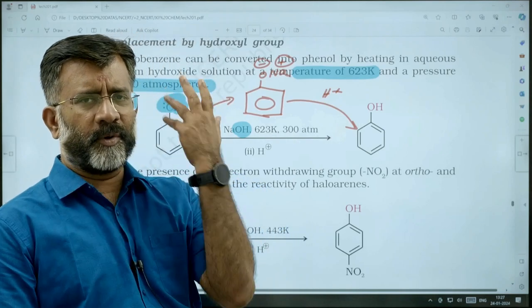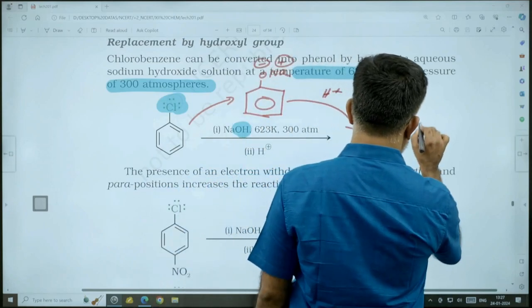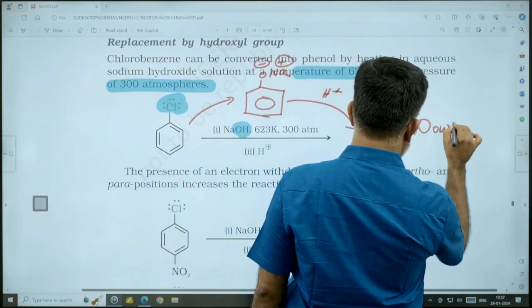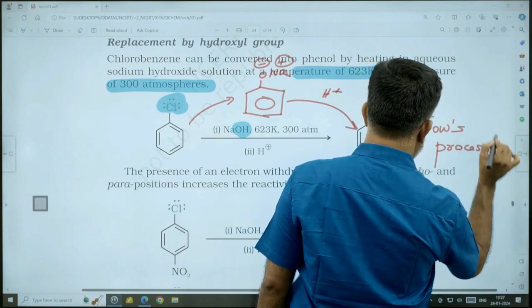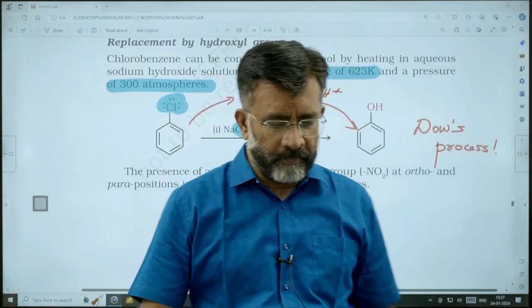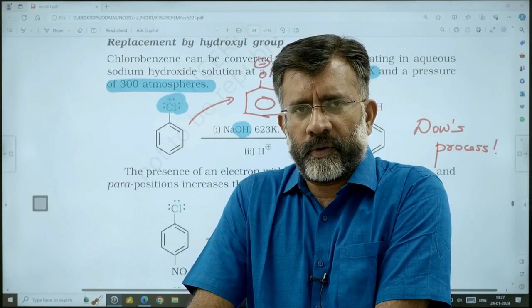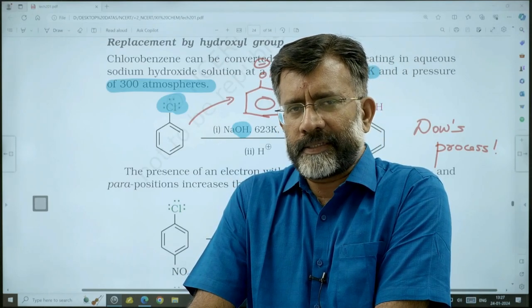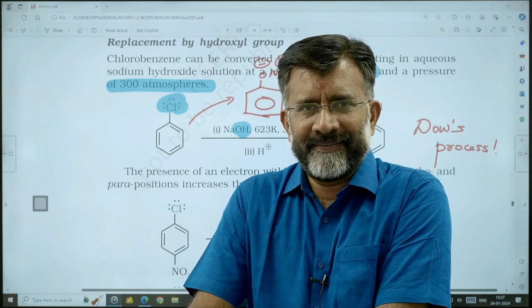A very popular reaction, Dow's process. Hope you remember the reaction. Commercially, the reaction conducted is called Dow's process. So, chlorobenzene may be converted to phenol by fusing with NaOH under drastic conditions. Is that okay? Fine.